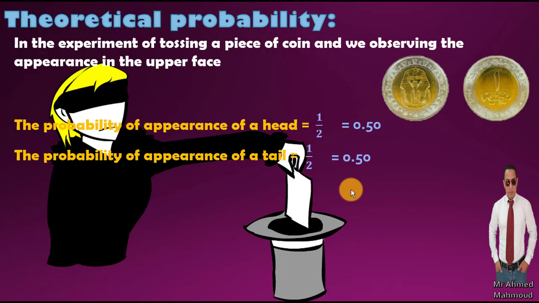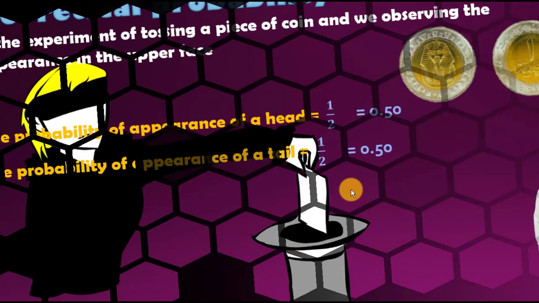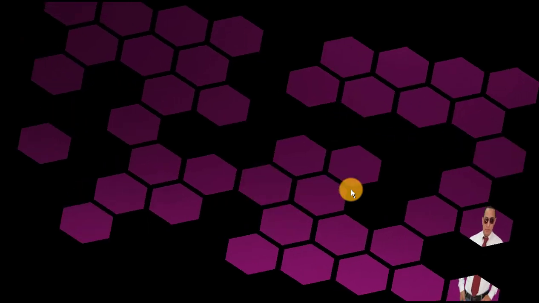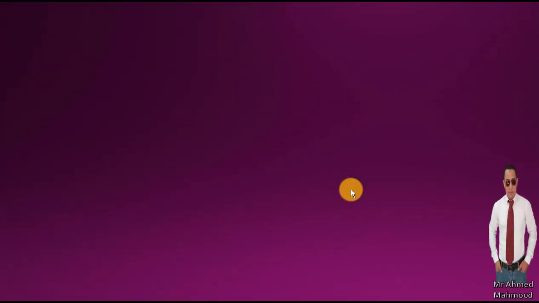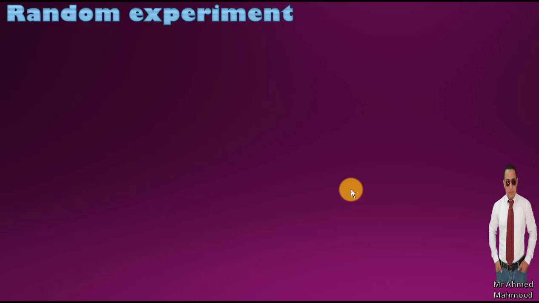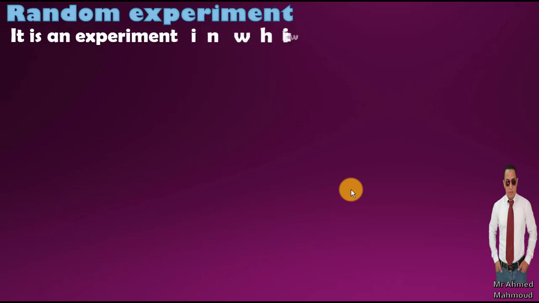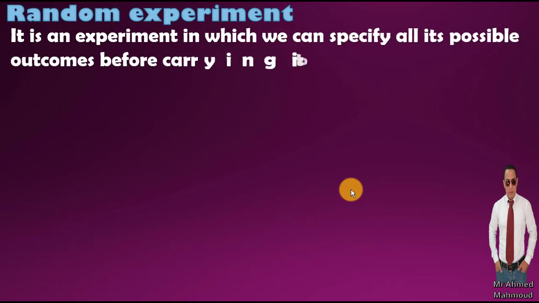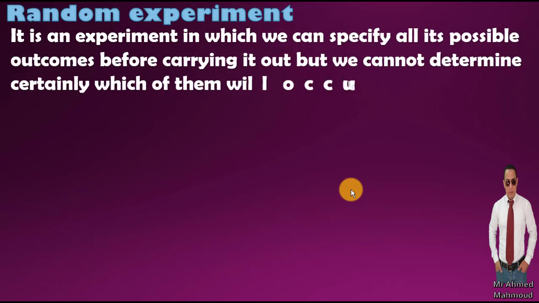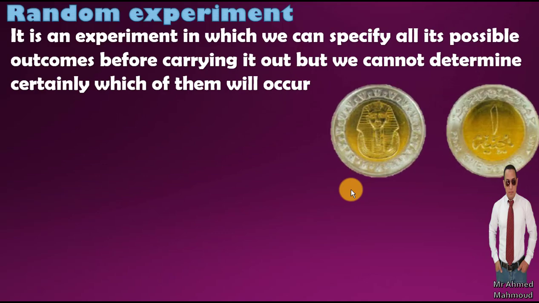Okay, now let's remember some definitions related to the probability. These definitions we already studied before many times. First, I have to remind you what the random experiment is. The random experiment is an experiment in which we can determine all its possible outcomes, or we know all its possible outcomes. Again, an experiment in which we can specify all its possible outcomes before carrying it out, but we can't determine certainly which of them will occur.